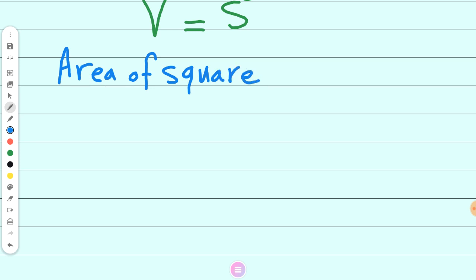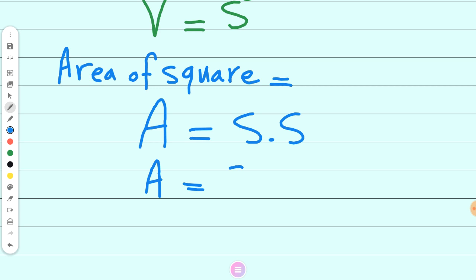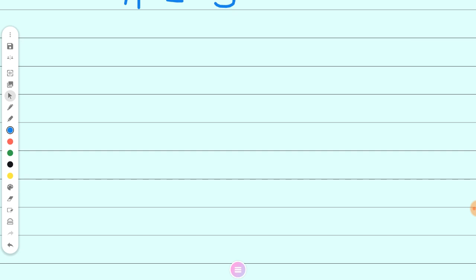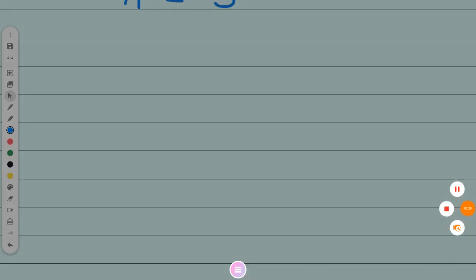The area of a square equals side length times side length, which I can denote with the letter A equals S times S. I can write it another way: A equals S to the power of 2. You have to save these rules. Now let's take some examples to solve problems about cubes and square roots.